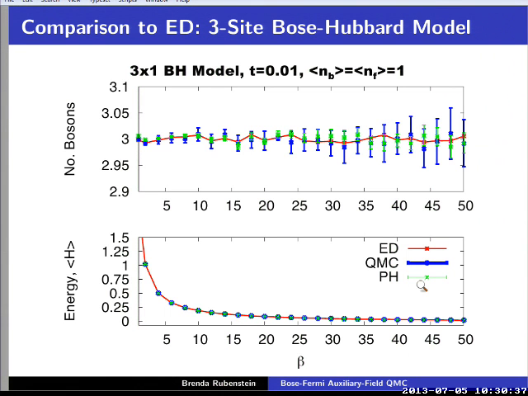You can only really start looking at handfuls of sites in ED when you look at reasonable occupancies, because otherwise your Hilbert space grows very, very quickly. So that's a bigger problem. So in this case, there's no sign problem because the QMC works?